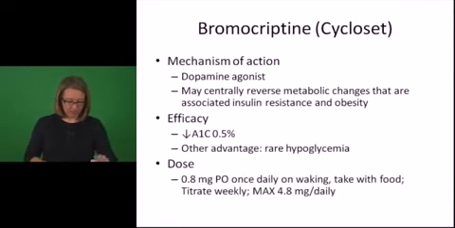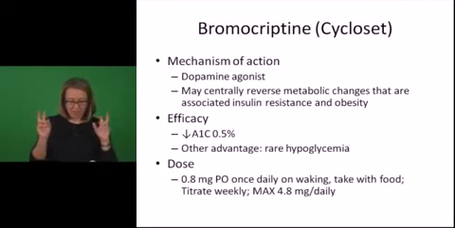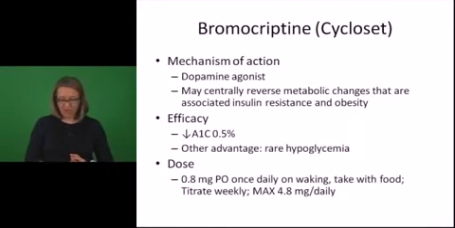Bromocriptine, or Cycloset, is a dopamine agonist, and its mechanism of action in diabetes is really not clearly understood, but it's believed that it may reset the circadian rhythm, which may reduce caloric intake and storage. Its A1C lowering, again, is fairly modest at 0.5%, and the other advantage of it is that it rarely causes hypoglycemia. The dosage is 0.8 milligrams orally once a day when you wake up in the morning, and you want to take it with breakfast. And you can titrate every week over 6 weeks to the maximum dose of 4.8 milligrams once a day with breakfast.